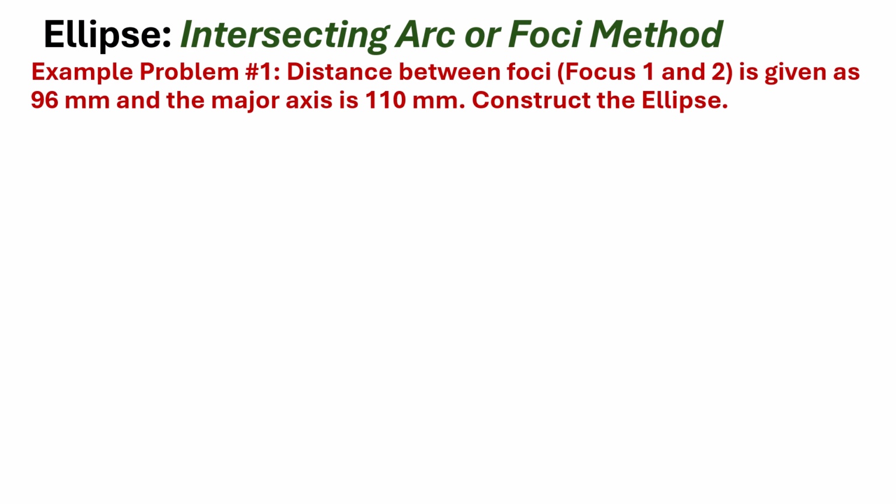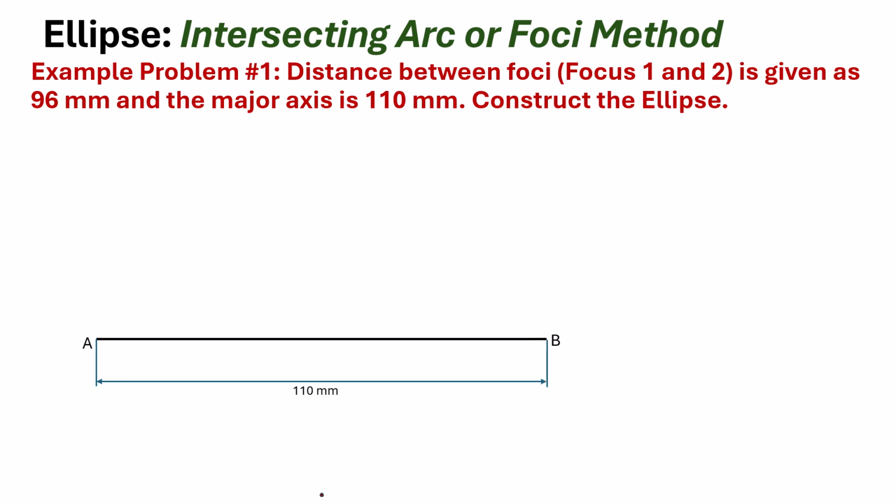So our first step is to draw the major axis, which is 110 millimeters. So here is the axis. This is our point A and B, and this length is 110 millimeters.